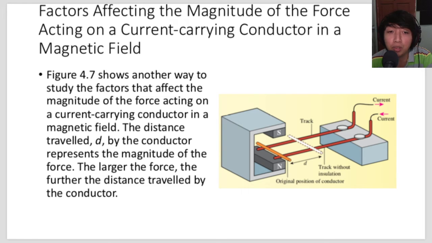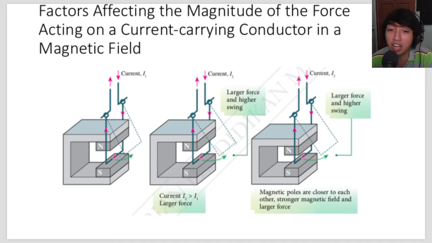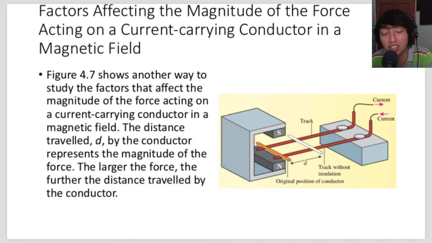So figure 4.7 shows another way to study the factors that affect the magnitude of the force acting on a current carrying conductor in a magnetic field. The distance traveled d by the conductor represents the magnetic force. So d, they purposely let this piece of wire hang loose, right? Hang free, so that it will be pushed away when there is an electric current. So the bigger the electric current, the further away it will be pushed, or the stronger the magnetic field, the further away it will be pushed. So same idea, just a different way of doing the experiment. They are both doing basically the same thing.